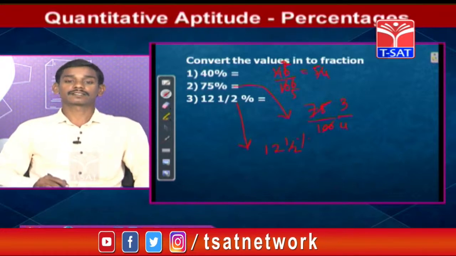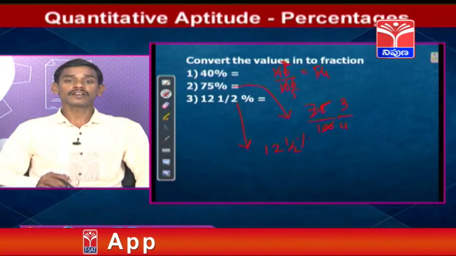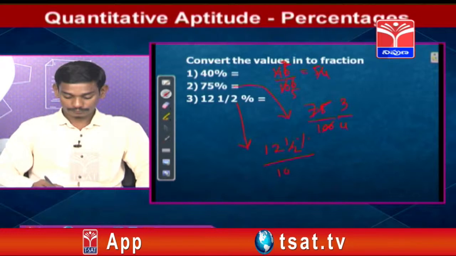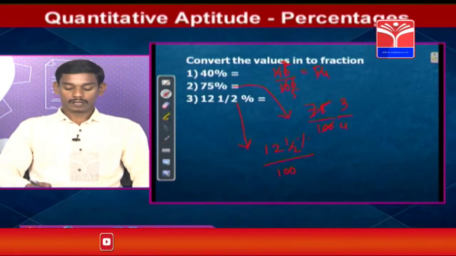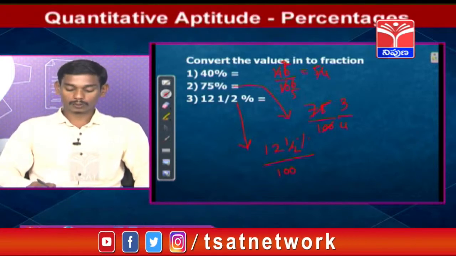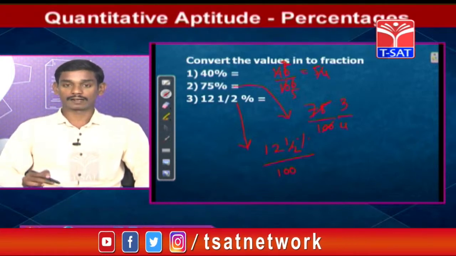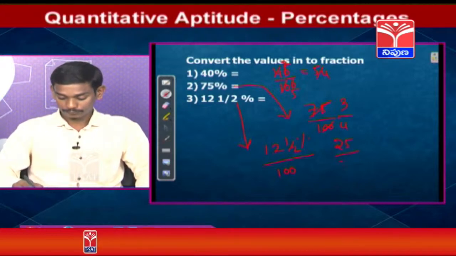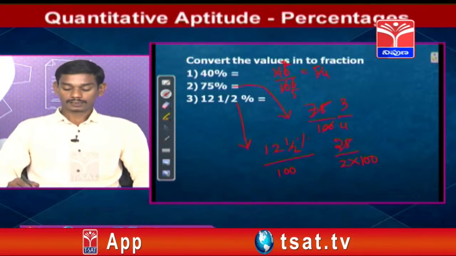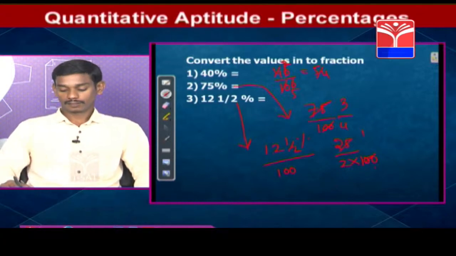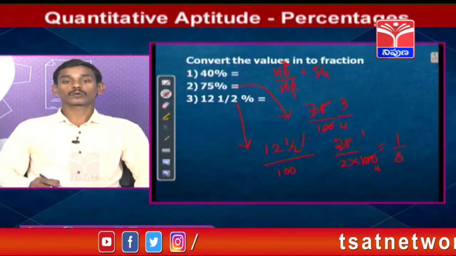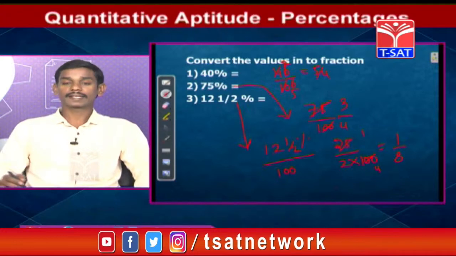And one more is here, 12.5 percent. This is the percentage, and now we want to convert it into a fraction. How? Just divide by 100. So 12 1 by 2, which fraction is this? A mixed fraction. So 12 twos are 24 plus 1, 25 by 2, into 100. Simplify: 25 ones are 25, 25 fours are 100, so it is equal to 1 by 8. So 12.5 percent is equal to the fraction 1 by 8.